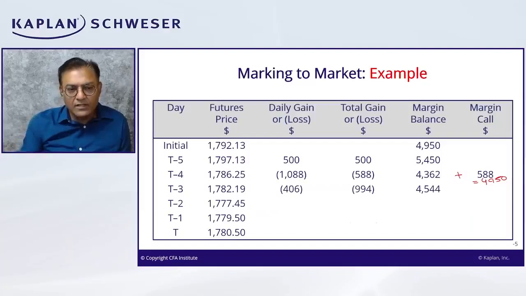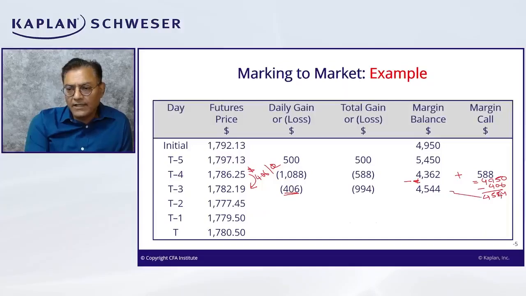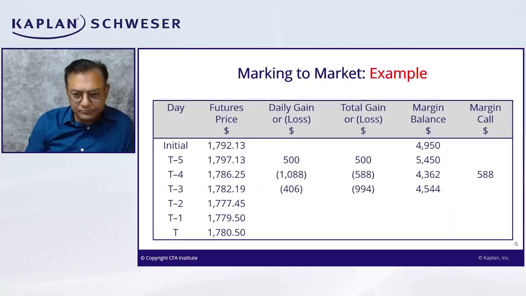Moving right along, next day again there is a price drop of $4.06 per ounce. Multiply that by 100 ounces means a loss of 406 gets posted, and so I subtract 406 from 4,950, we get 4,544, and that is now higher than the minimum margin of 4,500, so no margin call is being made.